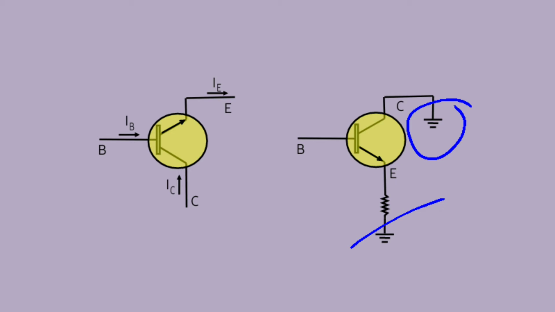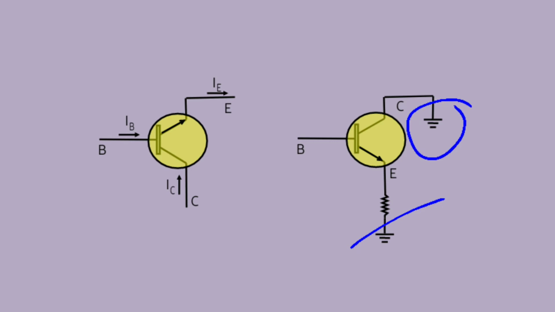For the common collector configuration, for the output characteristics we are going to take IE versus VCE for a range of values of IB. And the input characteristics are also the same for both common emitter and common collector. Therefore, I am not going to consider the input and output characteristics of this common collector configuration in this video. If we change the sign of the collector to emitter voltage in the common emitter characteristics, we are going to obtain the common collector configuration.